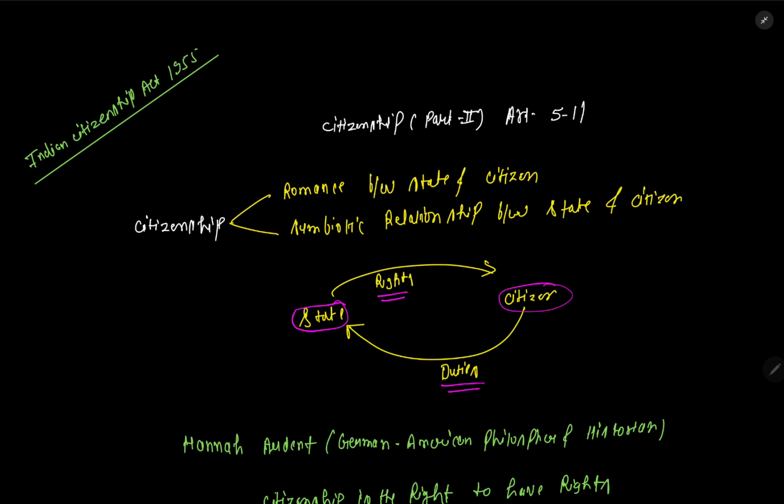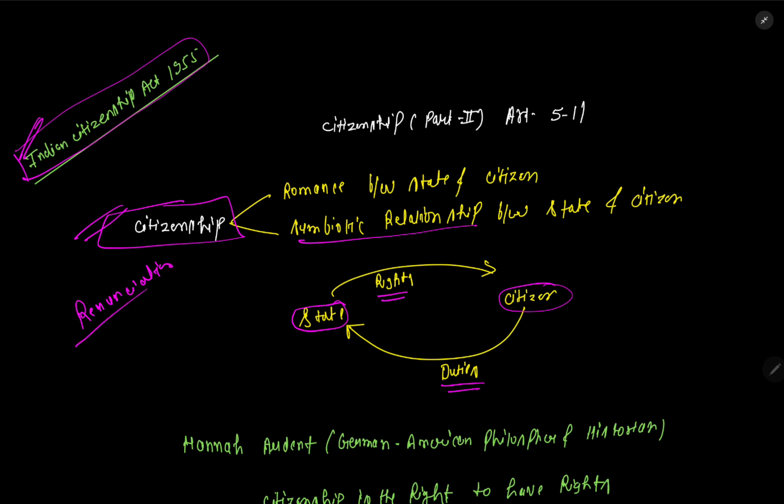The citizens are fulfilling their duties, and this type of symbiotic relationship is represented by the term known as citizenship. For that matter, we have a law known as the Indian Citizenship Act of 1955. In this act, there are various provisions under which citizenship can be acquired by a citizen, and there are also some provisions regarding the renunciation of citizenship. Means if you want to relinquish yourself, you want to give up Indian citizenship, you can also do that. So there are some provisions under it.